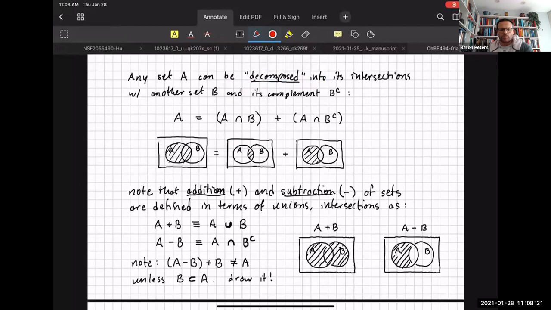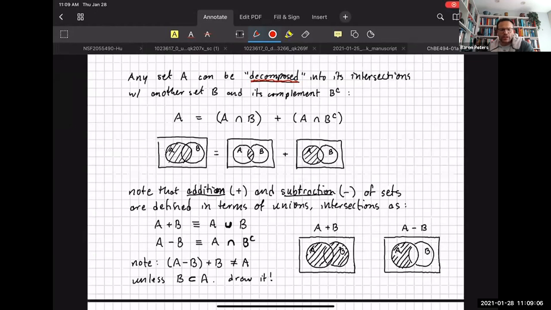It's often useful to remember that you can decompose, this is the terminology I will use, a set A into its intersections with another set B and its complement B^C. The way that works is that you take A and you write it as the union of A and B plus the union of A and not B. Now that's the exact same set that I started with. Everything that belongs to this set has to be a member of A, but I've just divided it according to where the boundary of B is. Very useful thing, as we will see soon.